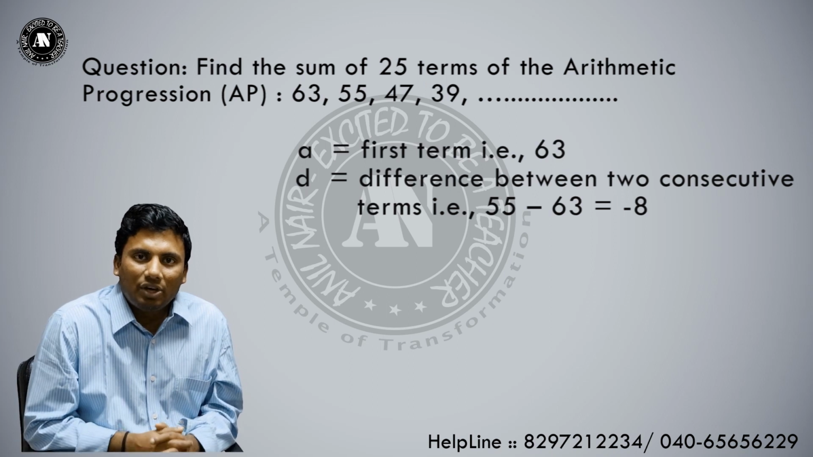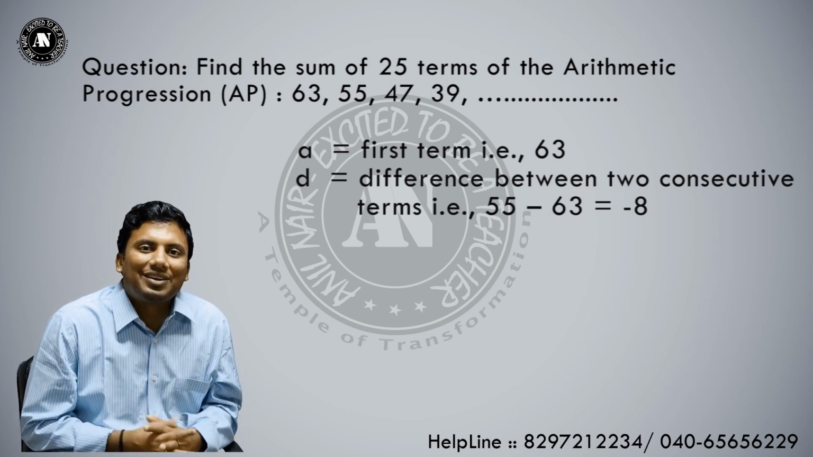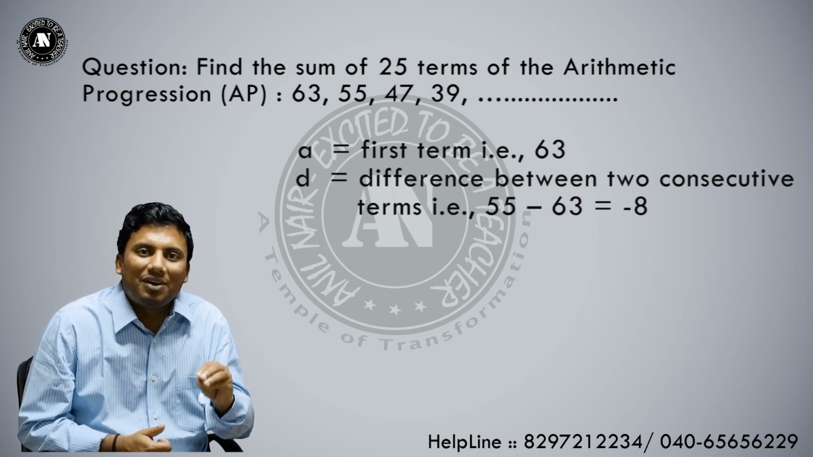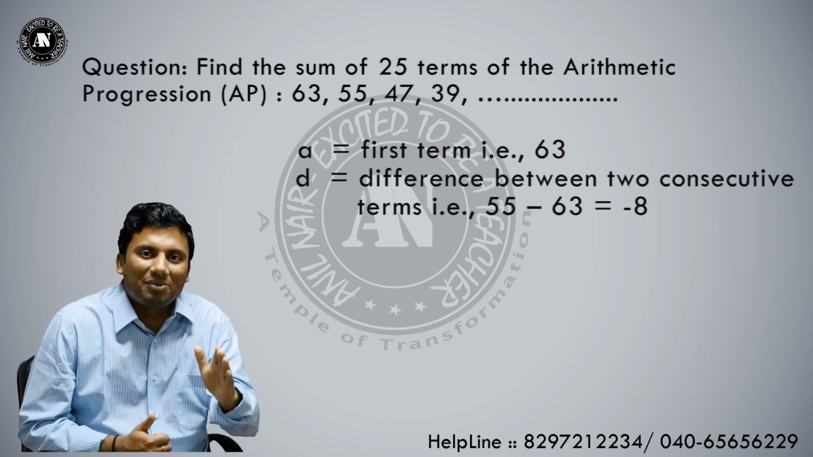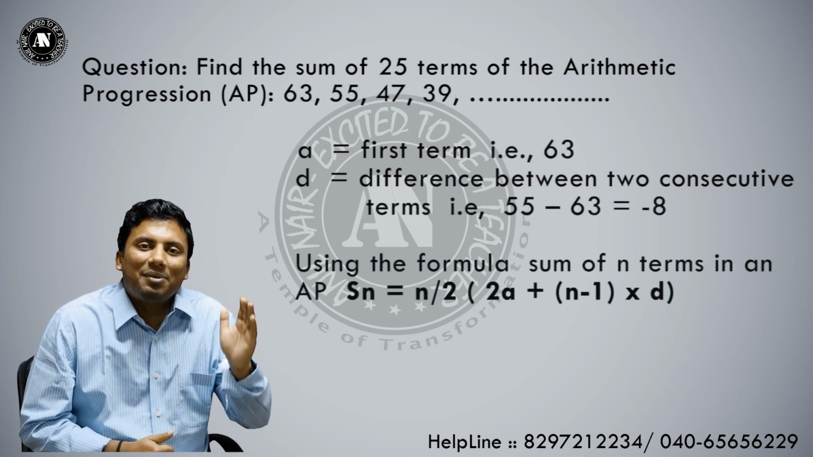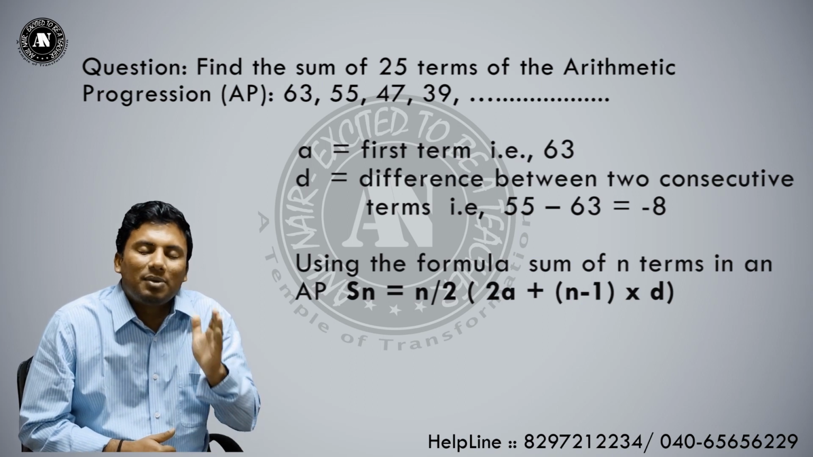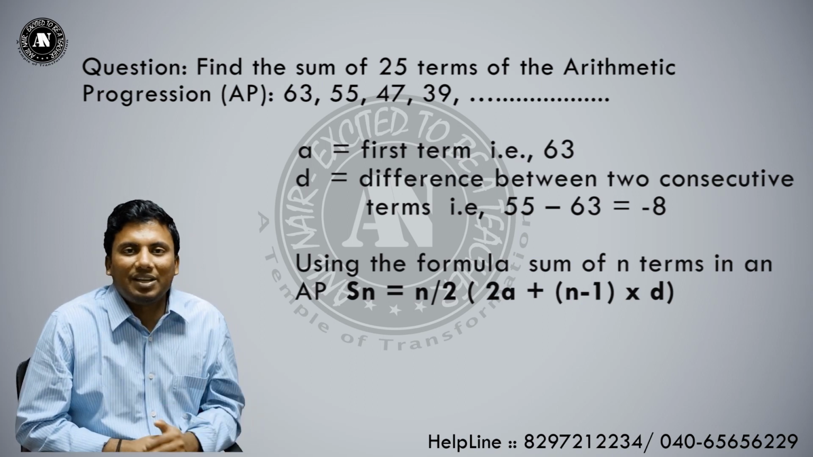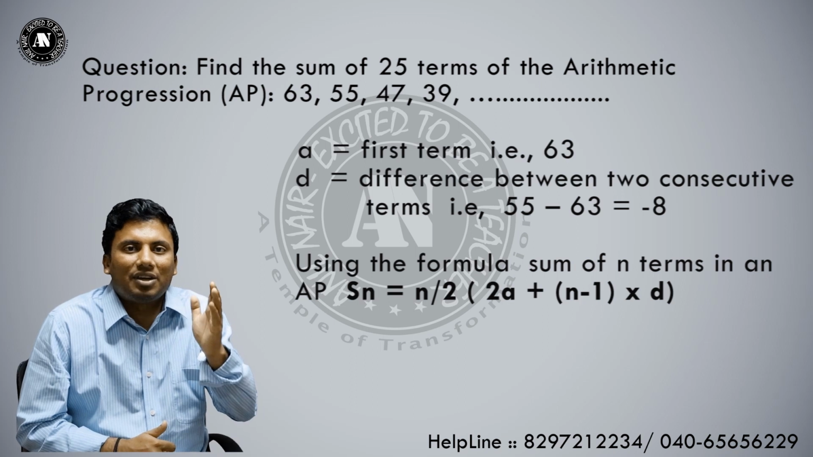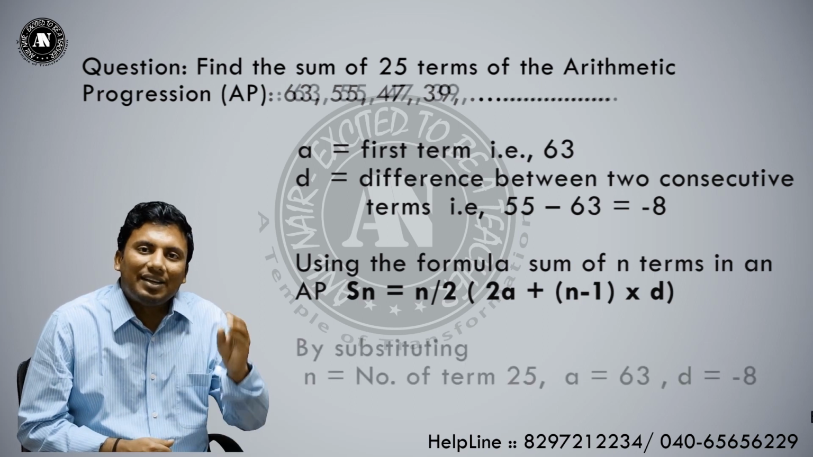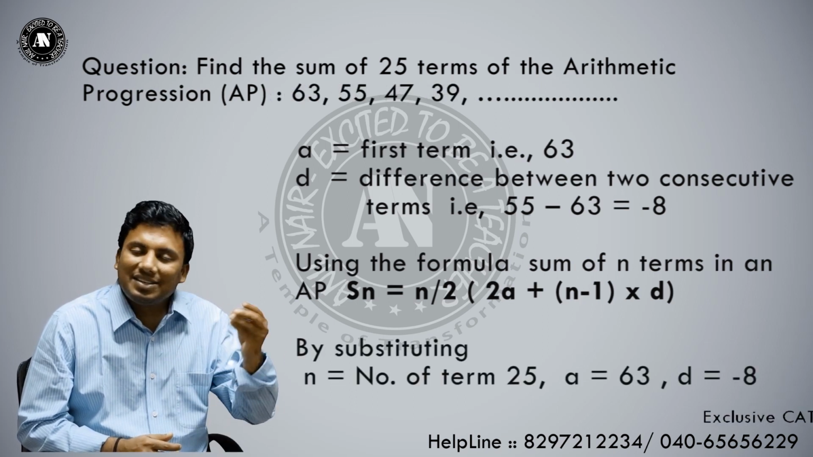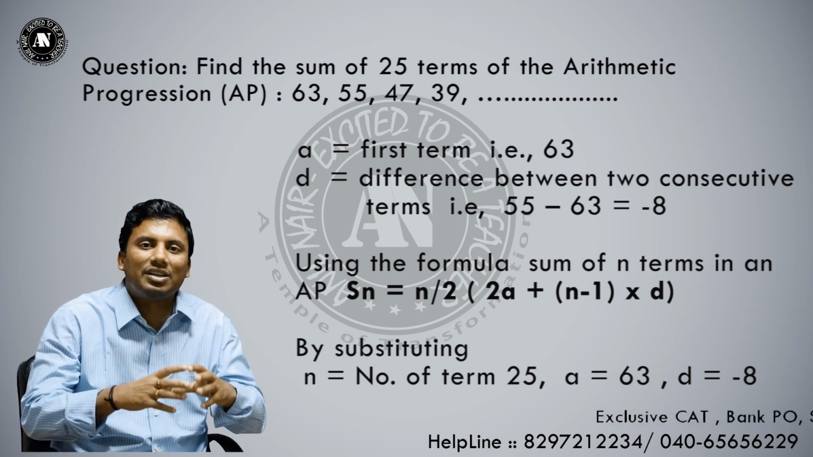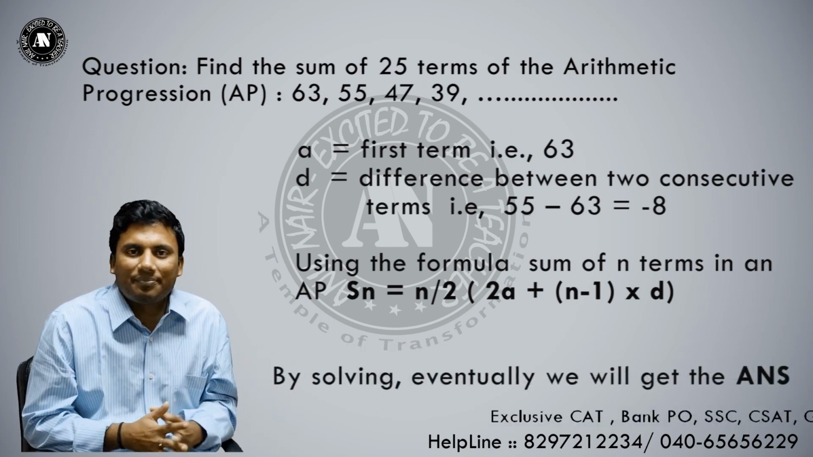We know that the sum of n terms in arithmetic progression is given by n by 2 into 2a plus n minus 1 into d. N, the number of terms we require the sum of, is 25, n is 25, a is 63, d is minus 8. Put it in the formula, you will get the answer.